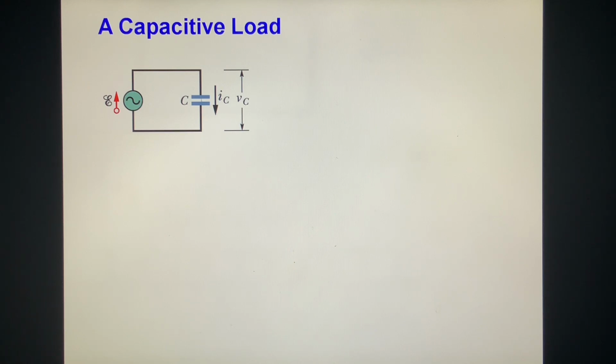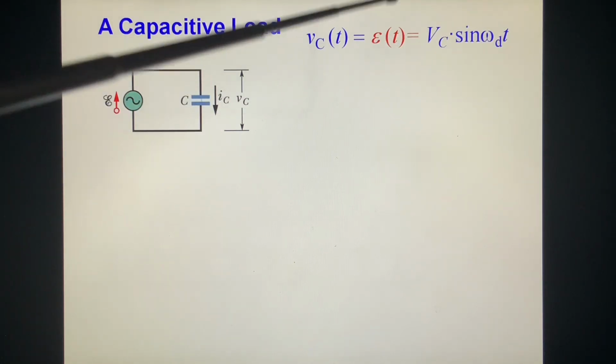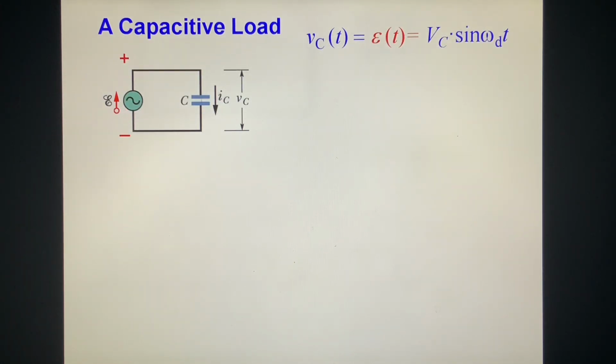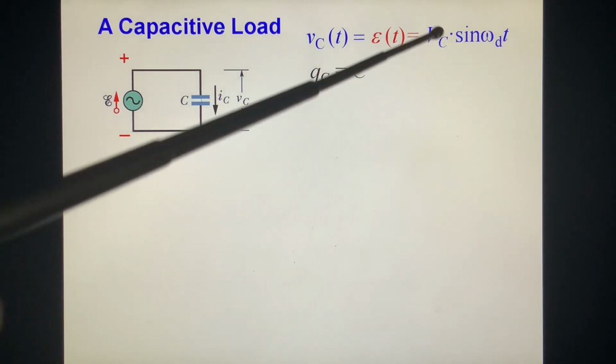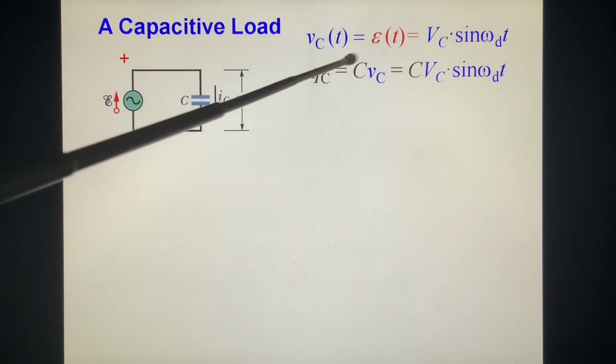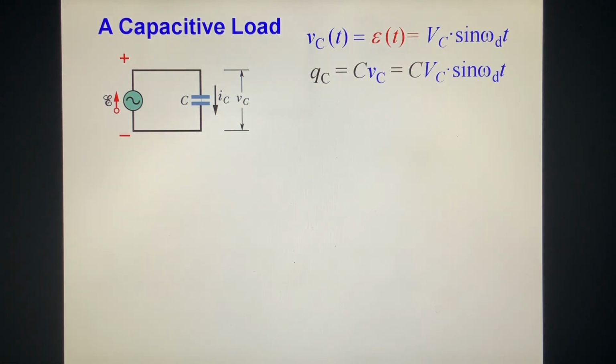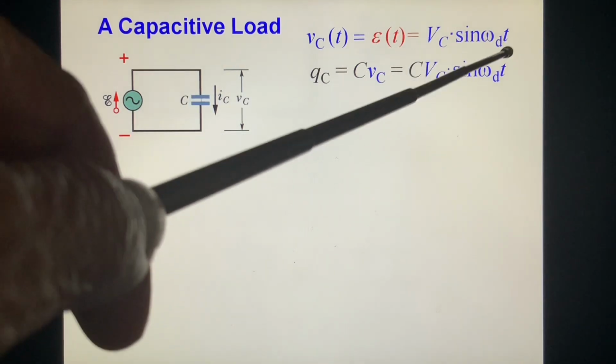Second one we discussed, very simple, a capacitive load, only capacitive, without resistance and coil. We know the VC equals epsilon. And VC we could express as VC sine omega t, because epsilon is this way. And this VC equals epsilon m. The Q is equal to CV. There are alternating charges. You put CV, VC equals VC sine omega t.